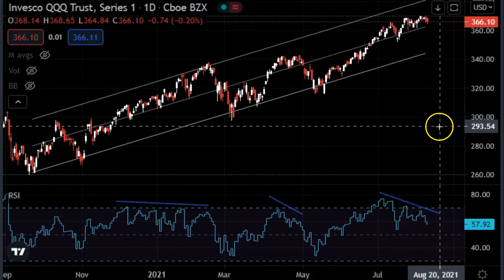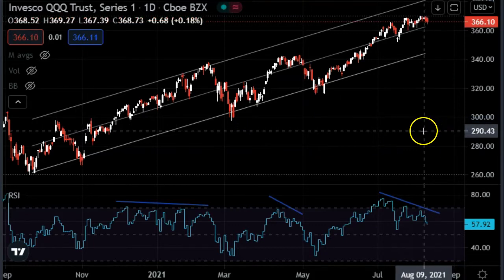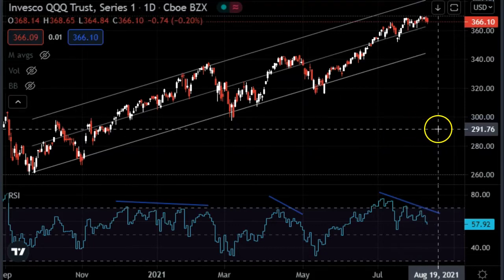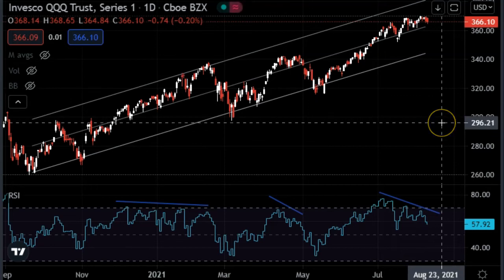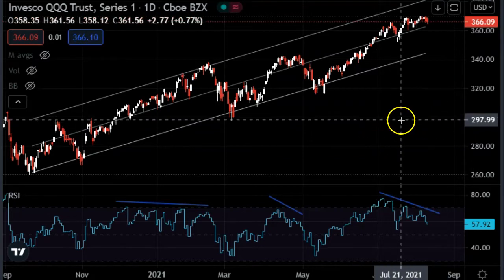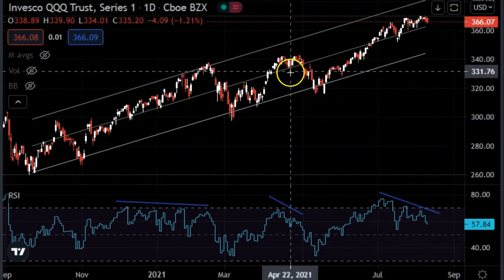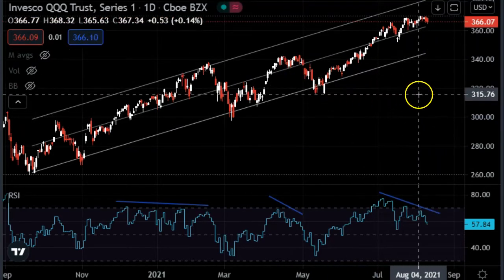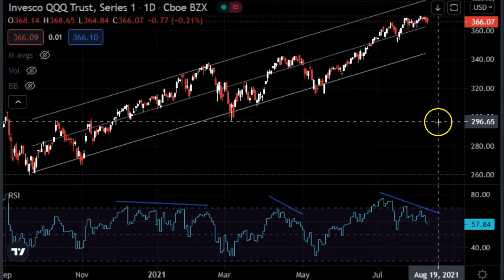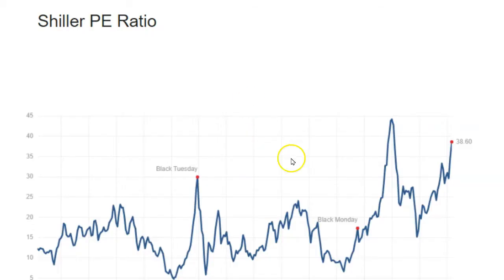I'm going to do some analysis on the broad market and specifically triple Qs, which is the 100 largest NASDAQ technology-based stocks. And I'm going to give you my logic for my bearish trades and why and how I'm putting them on. First, I'll start off with the big picture.